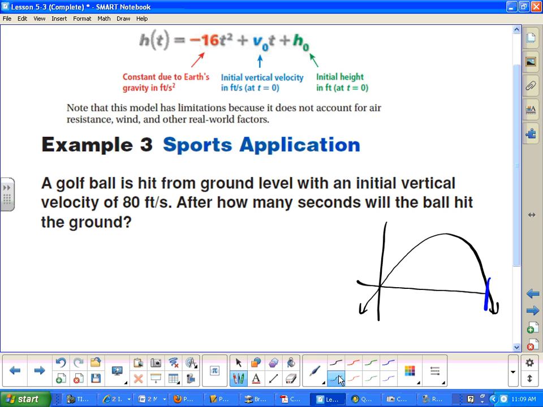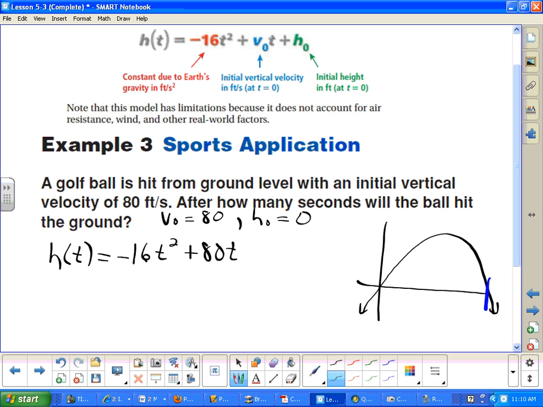So let's see, h of t equals negative 16t squared. And they tell us the initial velocity is 80 feet per second, so v sub 0 equals 80, so plus 80t. And it says they hit it from ground level, so that means h sub 0, the original height, is just 0. So do I need to add plus 0 on the end? No, I don't need to put 0 there.